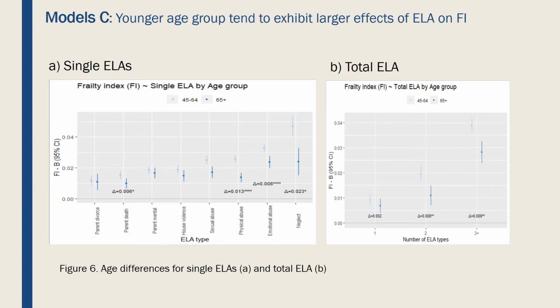The younger age group and middle age group, shown in light blue, tended to exhibit larger effects of ELA on frailty index. We can see it for neglect, emotional abuse and physical abuse, parental deaths. The coefficients were higher for the younger group. Similarly, for total ELA at the level of 3 plus types and 2 plus types, the middle-aged group had larger effects of ELA exposure on frailty index.